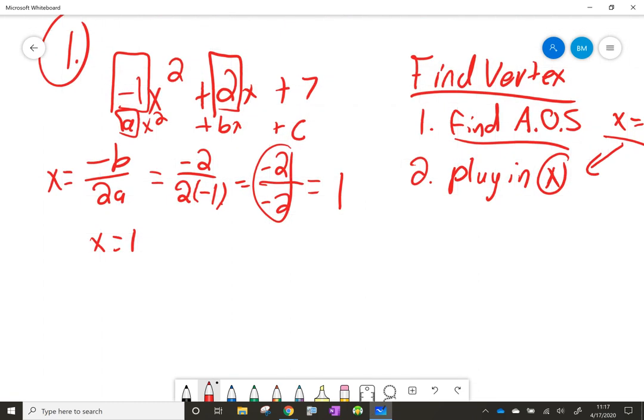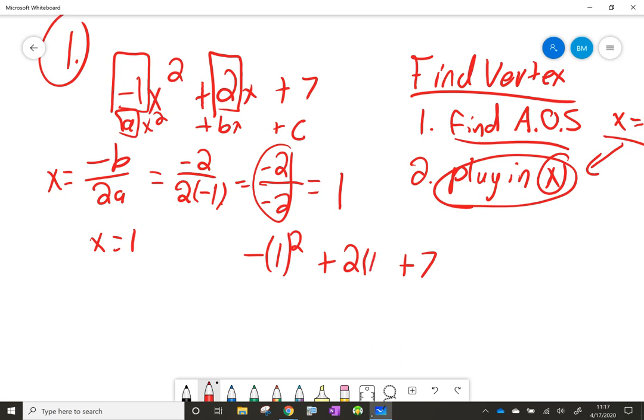Now, we're not done with the vertex yet, because we still have to plug in this x value. So our equation, remember, was negative x squared plus 2x plus 7. But now we're going to be plugging in the 1 for x. You have to be real careful with that negative as well. What we're doing here is taking 1 and squaring it, which gets us 1 squared being 1. But then this negative gets reapplied to it. If you type it in a calculator, you would type negative parentheses 1 parentheses squared. Ultimately, that gives us negative 1.